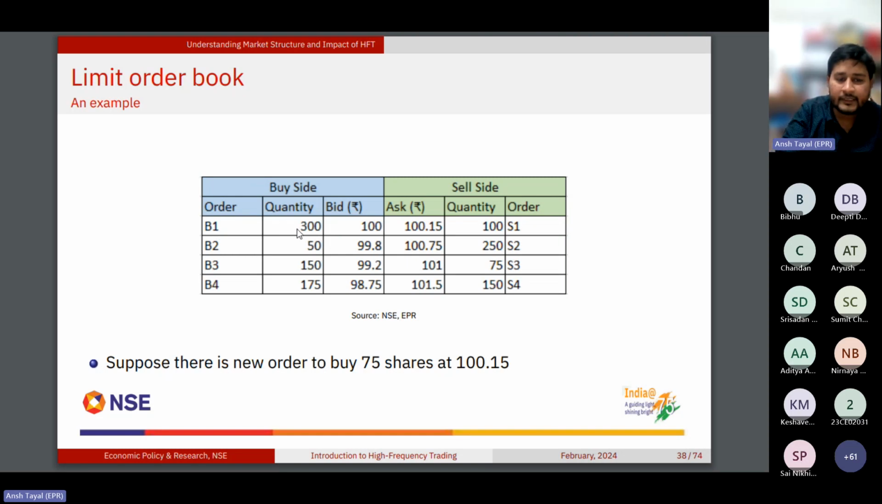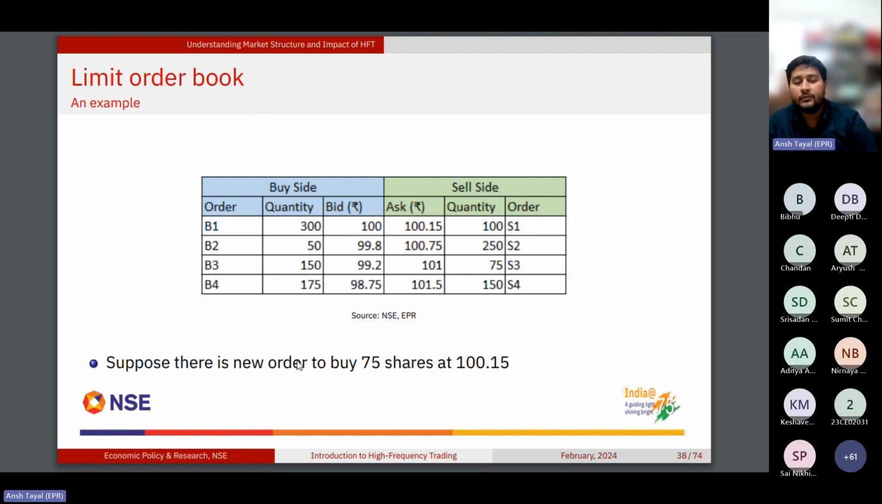For example, B1 is 300 quantity at 100 rupees, then 50 quantity at 99.8. If you notice, this is arranged in price-time priority. Someone who is willing to buy at a higher price is placed higher. Someone who is willing to sell at a lower price is placed higher. So this is an example. Now let's say this is the order book for one particular stock.